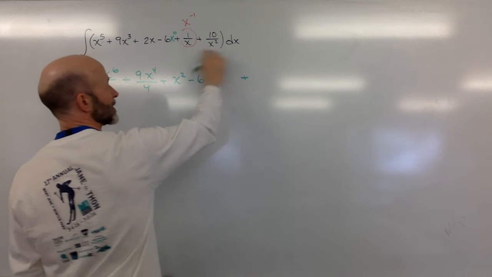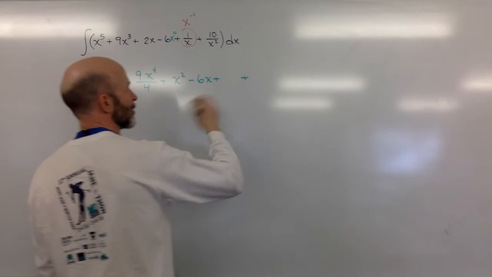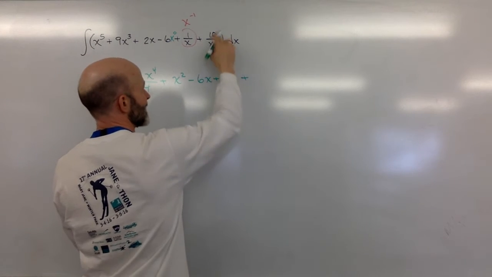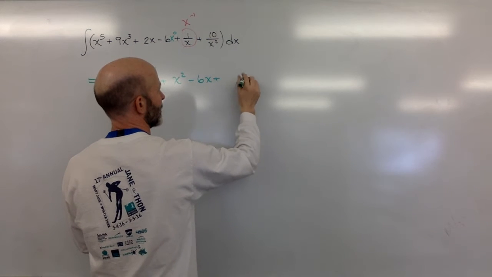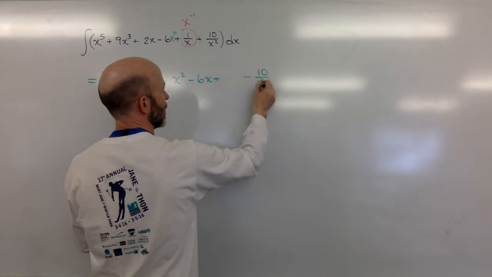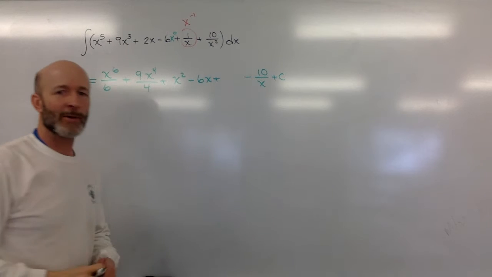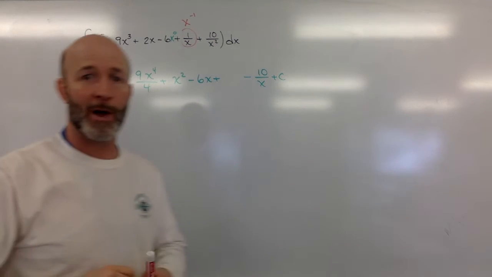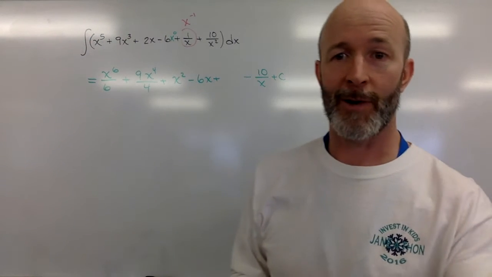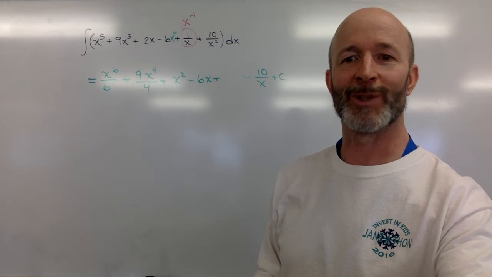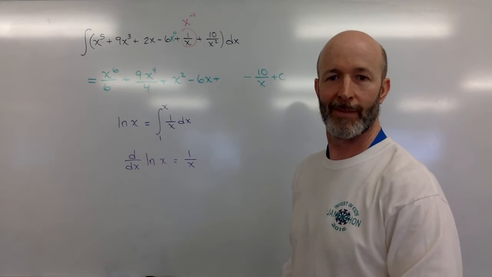And then finally, this one was x to the negative 2. Raising that 1, it's going to be x to the negative 1st over negative 1. Everything works out except for that middle term. What are we to do? If only we had a really good rule to deal with this situation.